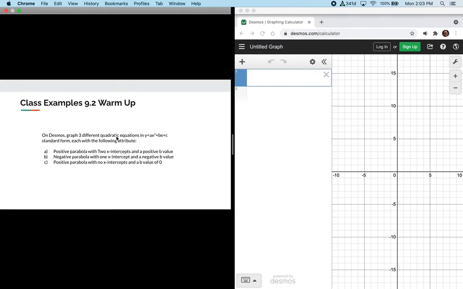For your warm-up, I want you to graph these three parabolas. Go ahead and use Desmos, graph them up, and find those things out. Once you have them graphed, make sure you put them into our Canvas page. You can take screenshots or you can type in what you have.